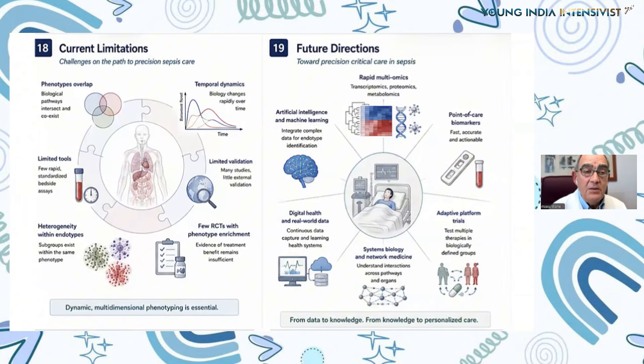Well, what are the current limitations, the big challenges that impede or compromise or limit precision sepsis care? First, we do have an overlap of the different phenotypes, different biological pathways, intersects, and situations that may influence each other. Do we have tools for having a standardized bedside diagnosis looking at rapid indicators? Unfortunately, this is not the case.